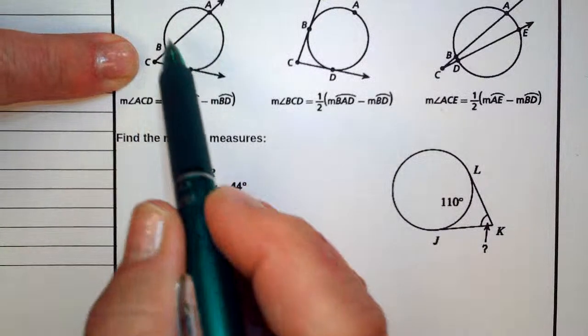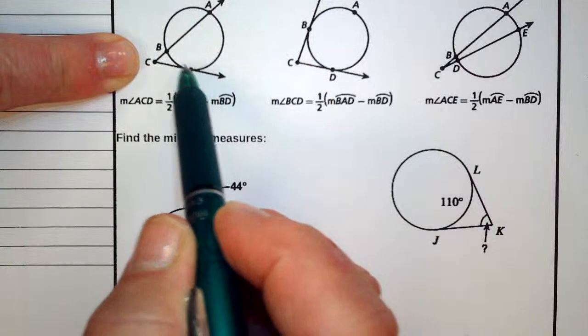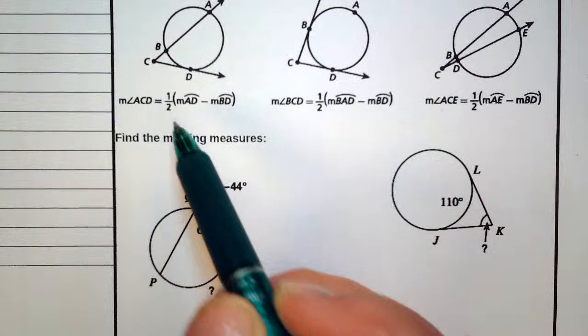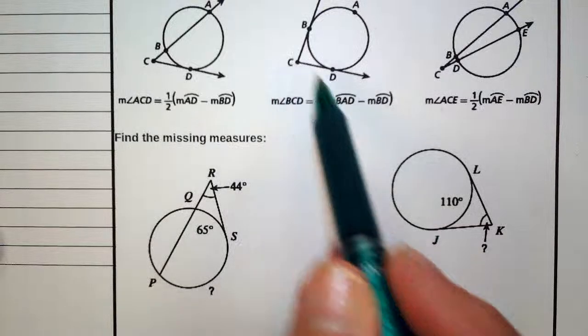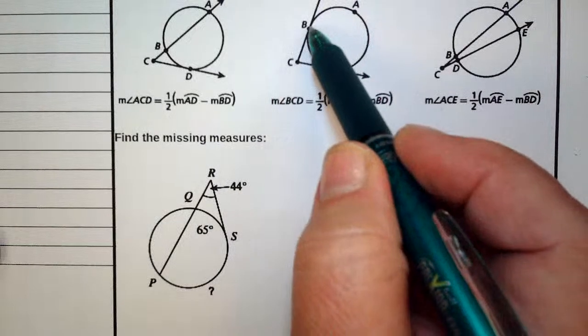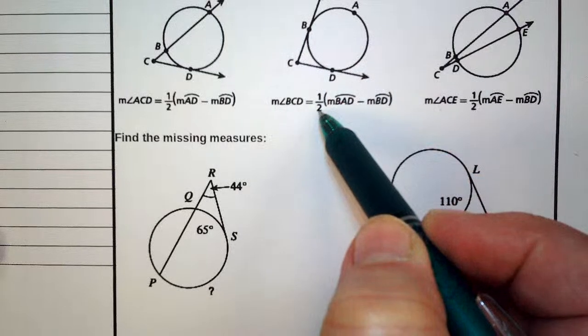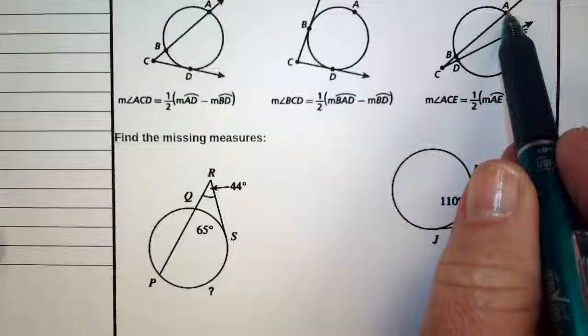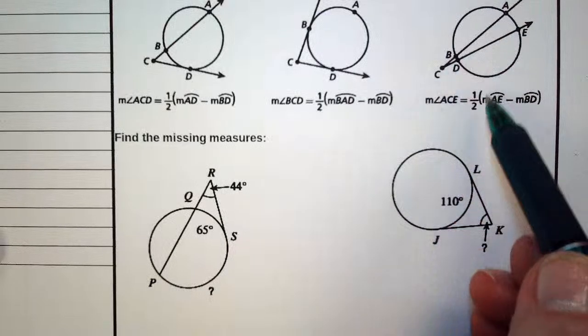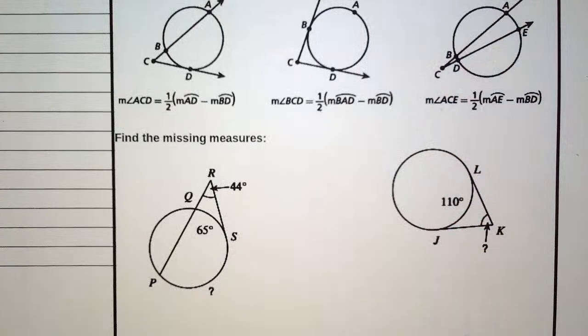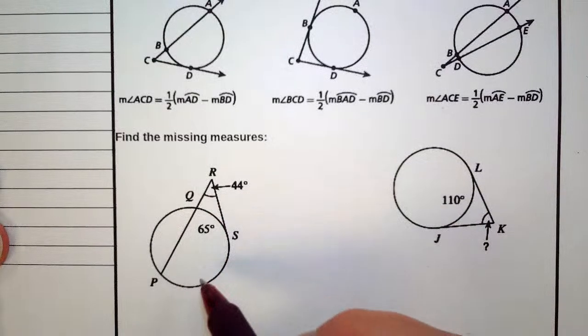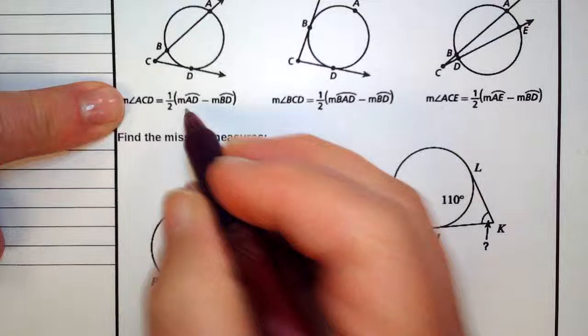It's outside, so I'm taking AD minus BD and dividing by 2. Two tangents. I'm going to take BAD minus BD and multiply by 1/2 or divide by 2. Once again, AE minus BD, and then we will divide by 2. So let's look at what we've got going on. Now the first one, we know the angle measure and we're looking for that outside arc. So let's use the formula.